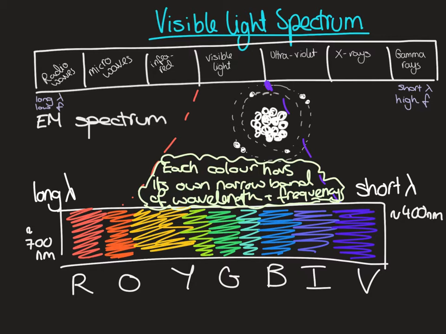But really, really important to remember that each colour is its own narrow band of wavelength and frequency. So red has a different wavelength and frequency to yellow, and so on.